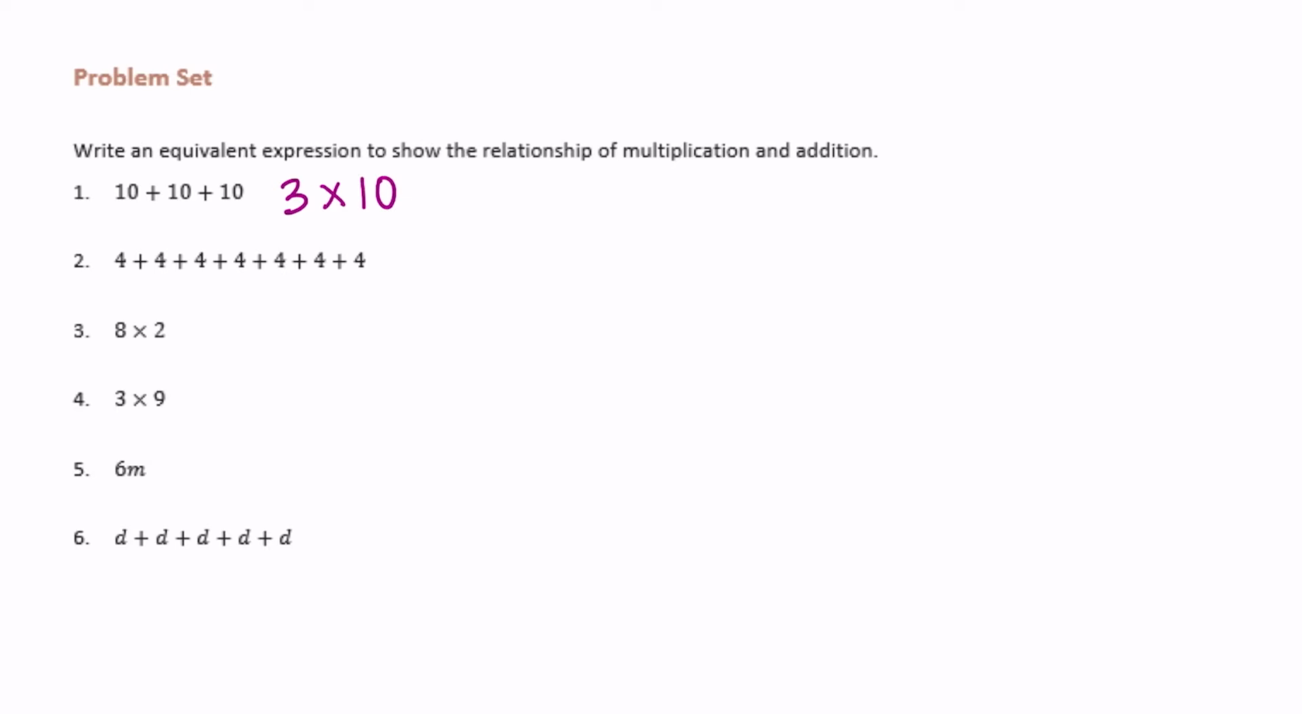Okay, how many 4s do we have for number 2? We have 1, 2, 3, 4, 5, 6, 7. So this would be equal to 7 times 4.